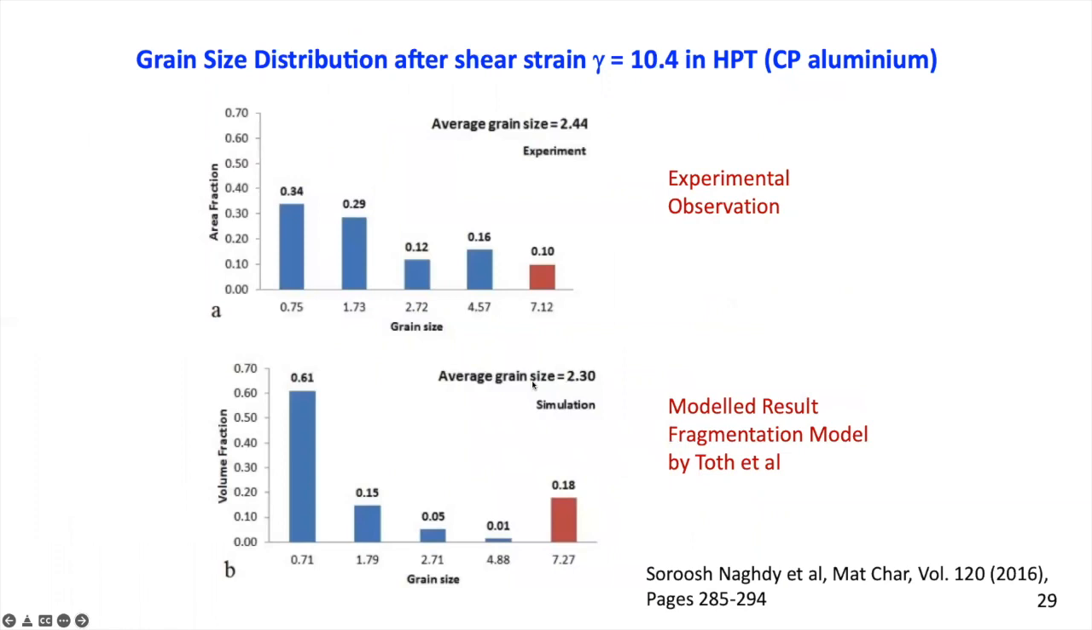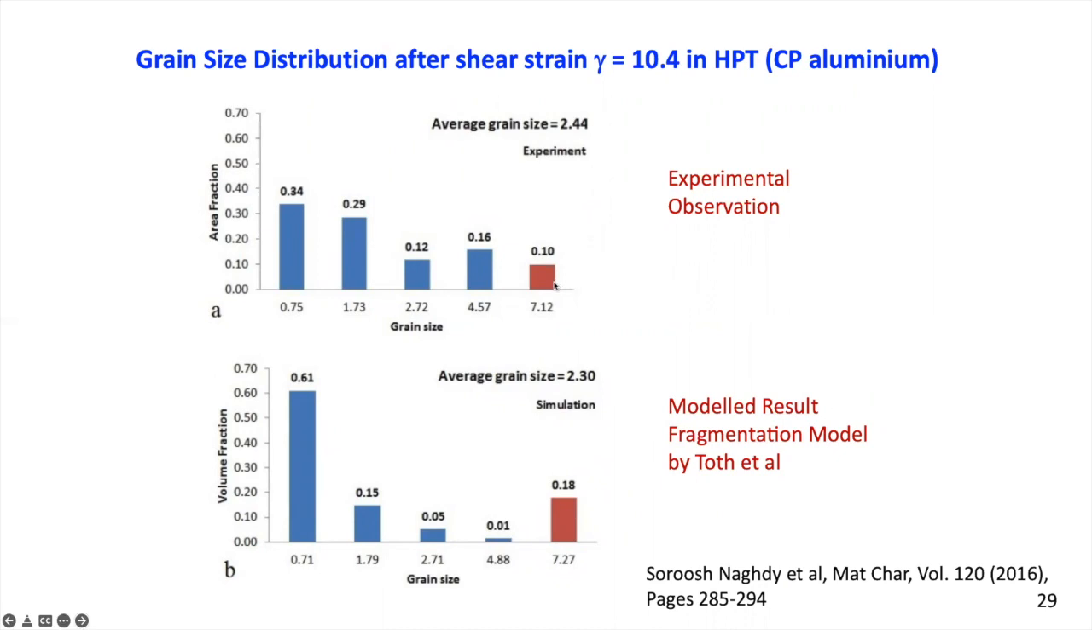And the advantage of such a fragmentation model is that you can also reproduce the grain size distribution, because if you have crystal fragmentation, then of course the grain size will be affected. And here you can see some correspondence between experimental and modeled grain size distribution. This was from a publication by Soroush.